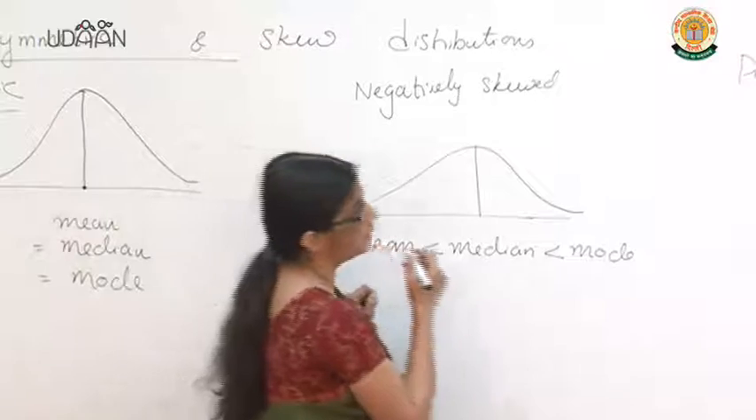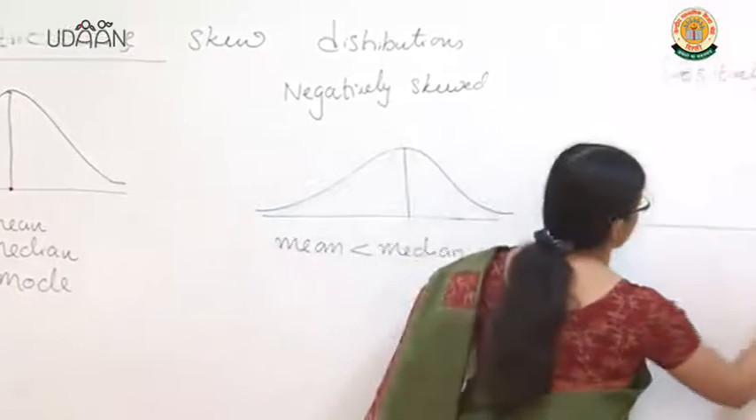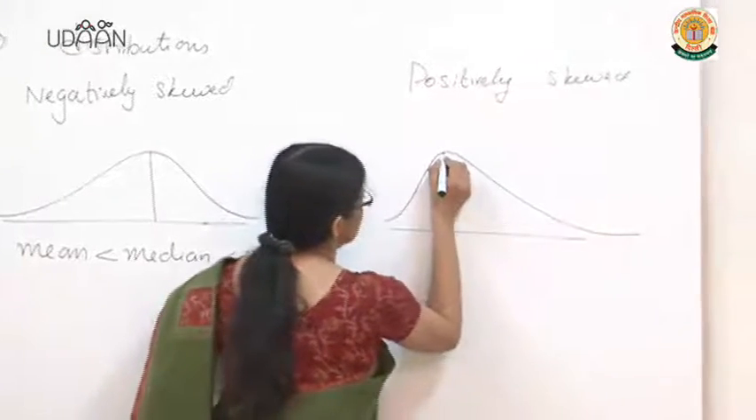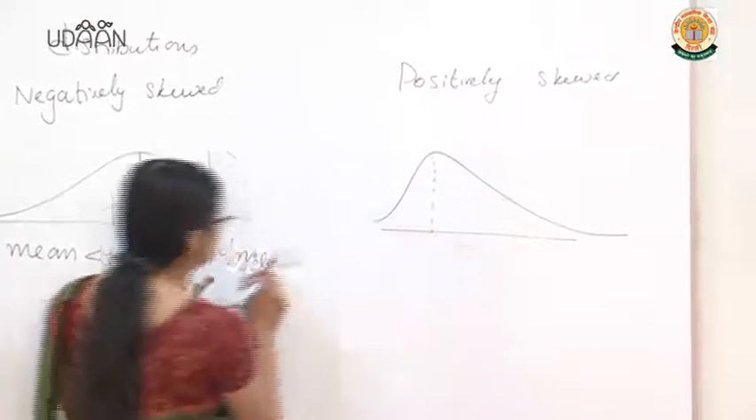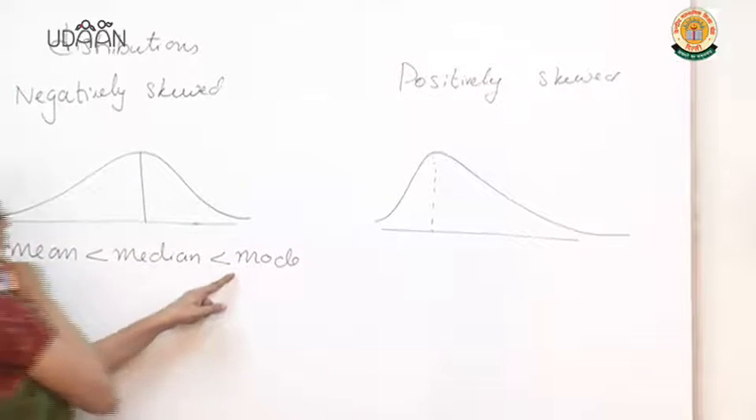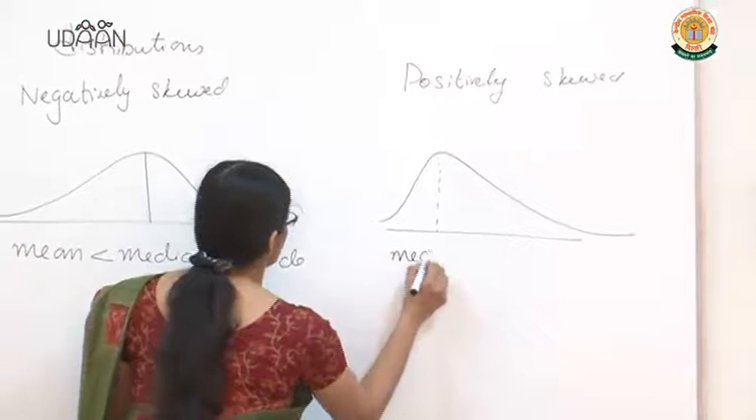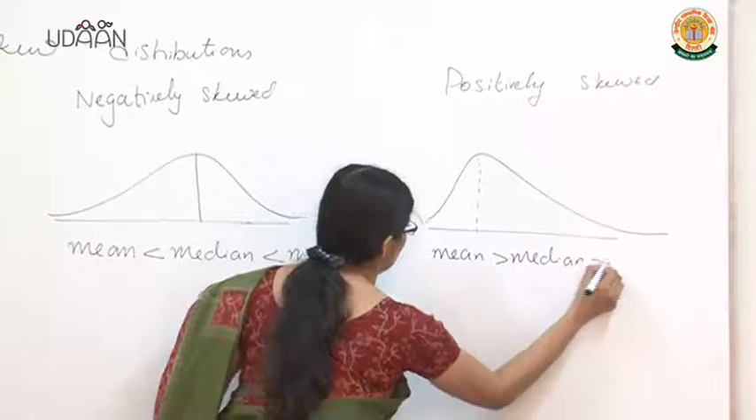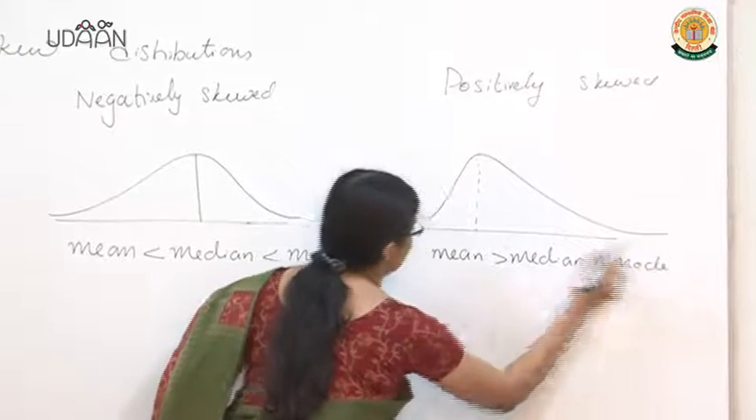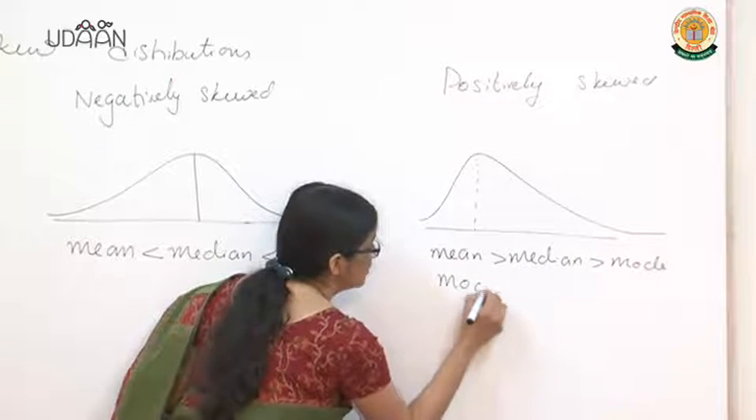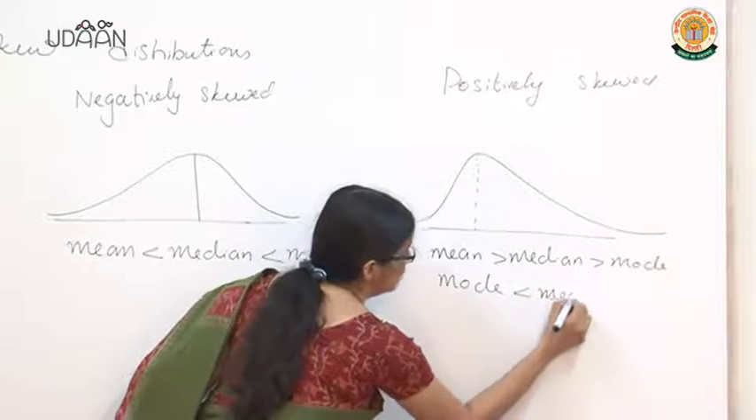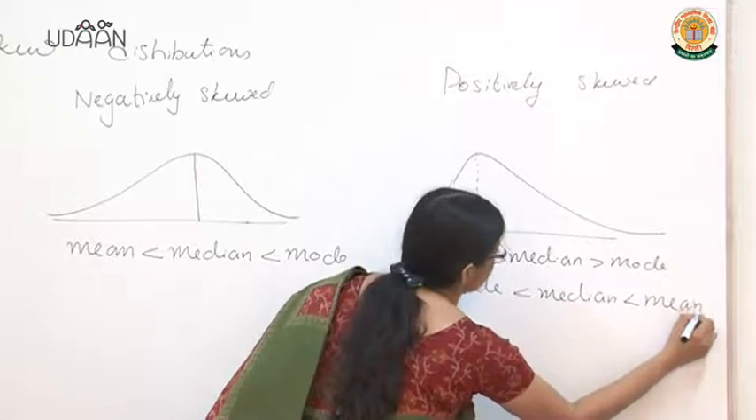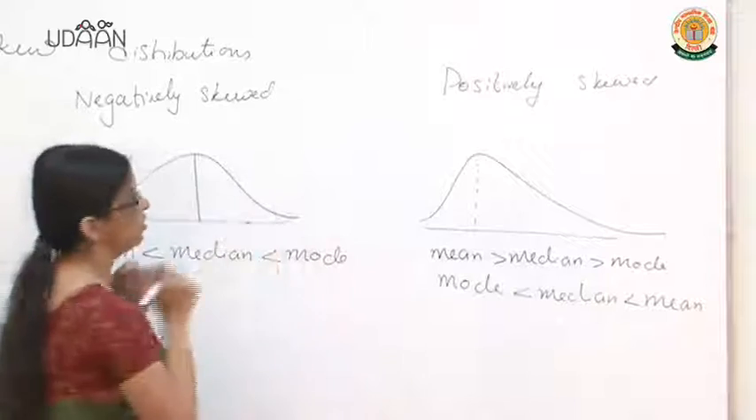In the case of positively skewed distribution, graph is like this and this is the mode, exactly opposite to this. Mean is greater than median is greater than mode, or you can write it like this: mode is less than median, same thing, less than mean. These two distributions, they are not symmetric.